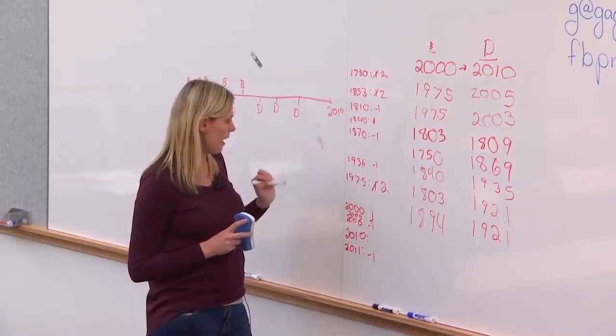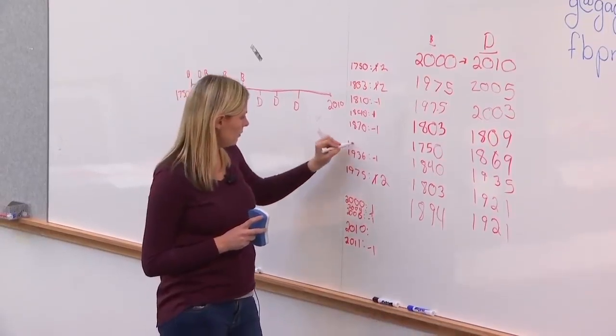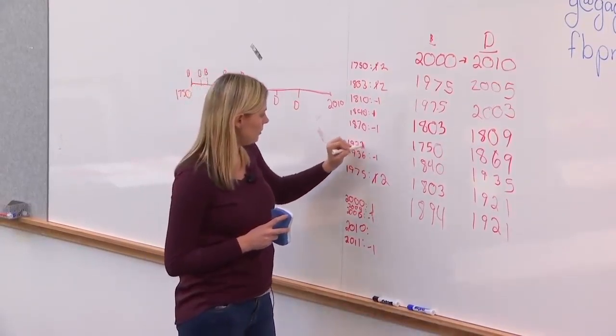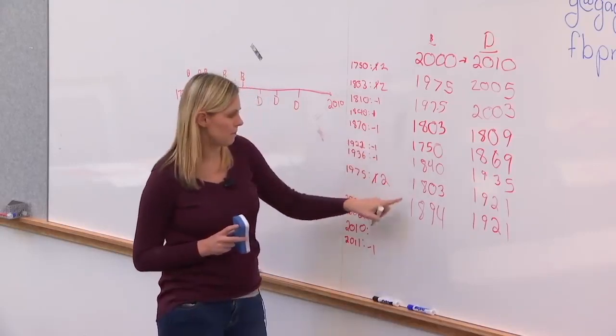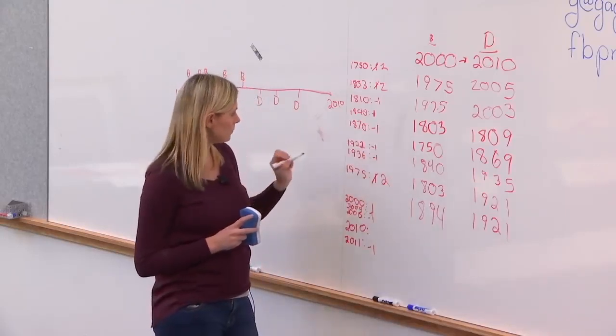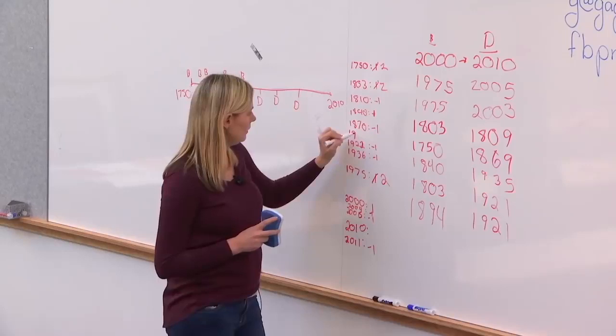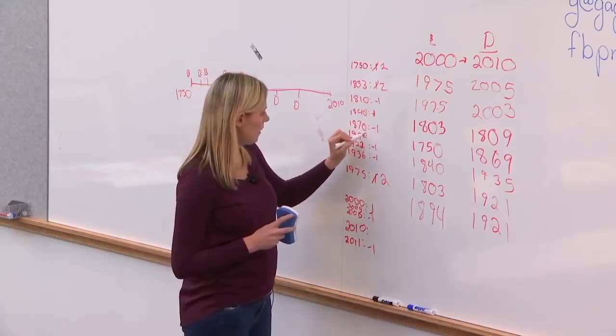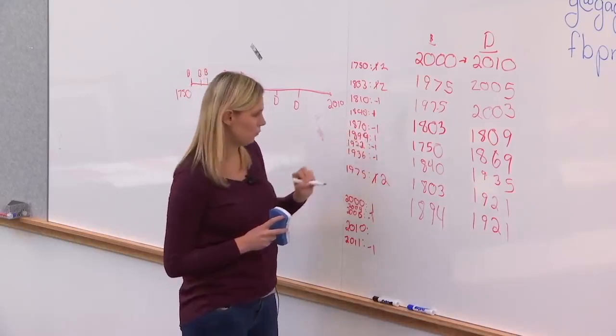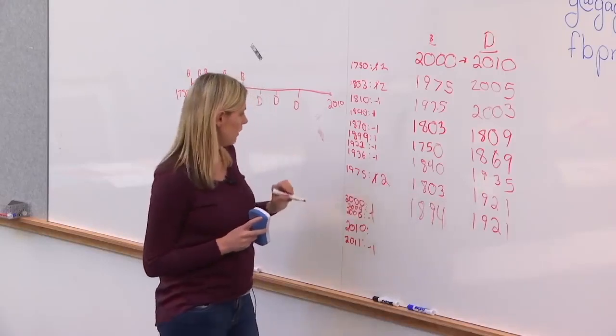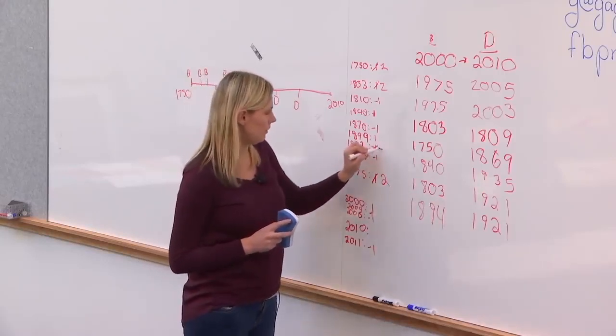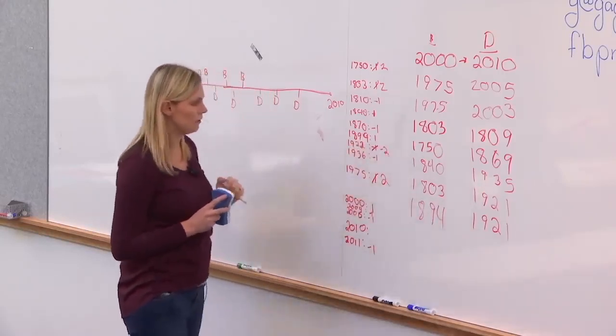1921, they die. So let me write that down. 1922 is when the death happens. 1894, they're born. Plus 1. 1921, they die. So that's recorded 1922.